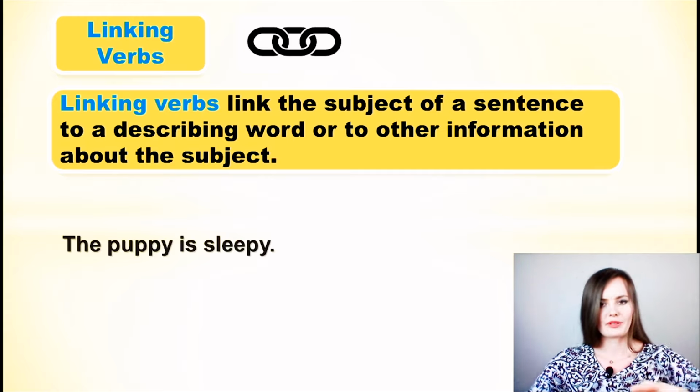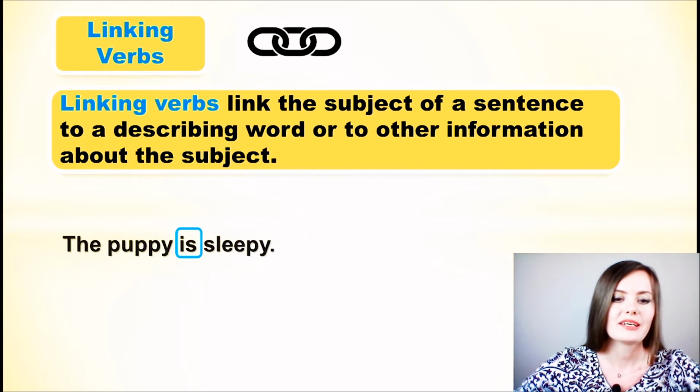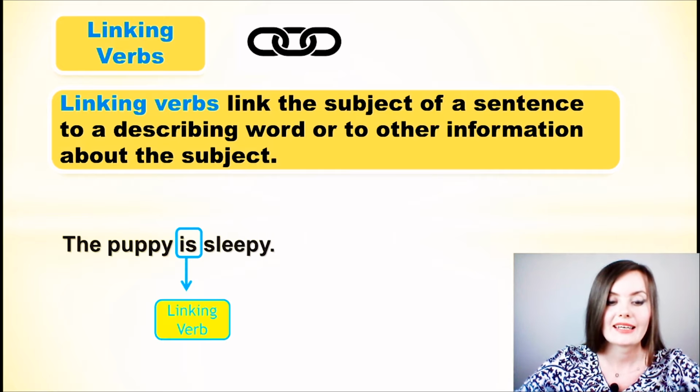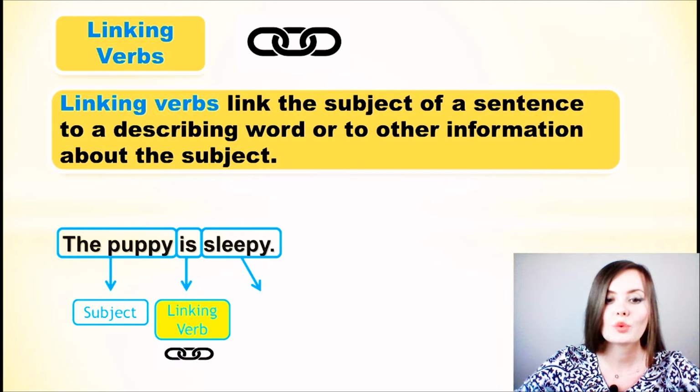Let's look at this example. Everything is very simple. So we have the sentence, the puppy is sleepy. So "is" is the linking verb, and it links the subject of a sentence, the puppy, to a describing word.